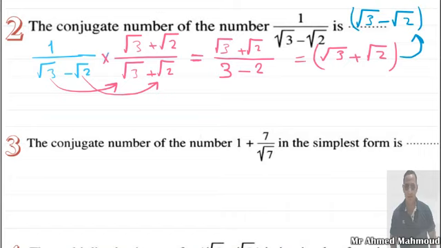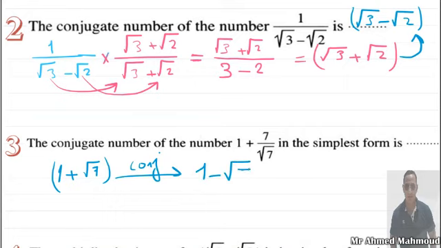The next one, the conjugate of the number 1 plus 7 over √7. Okay, it is 1 plus 7 over √7, which equals √7. This is the main number. The conjugate of this number equals 1 minus √7.